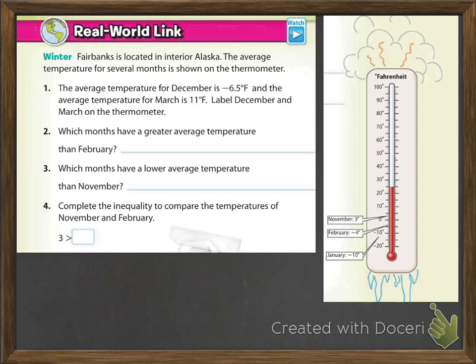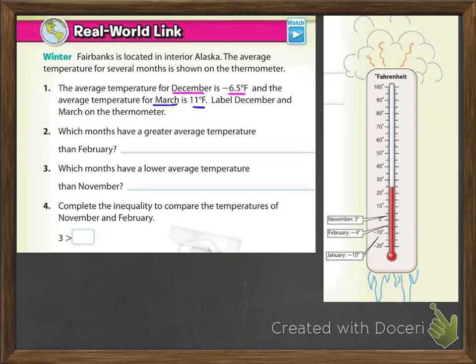It says Fairbanks is located in interior Alaska. The average temperature for several months is shown on the thermometer. The average temperature for December is negative 6.5 degrees Fahrenheit, so I'm going to underline December and negative 6.5 degrees Fahrenheit. And the average temperature for March is 11 degrees Fahrenheit. I'm going to change colors here to do that. So we have March, 11 degrees Fahrenheit. Label December and March on the thermometer.